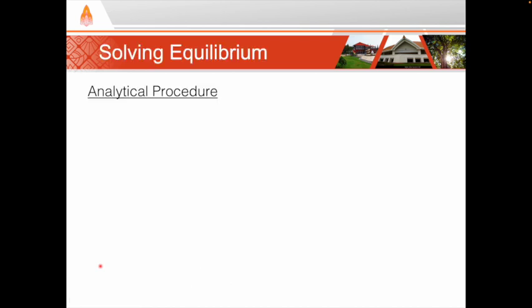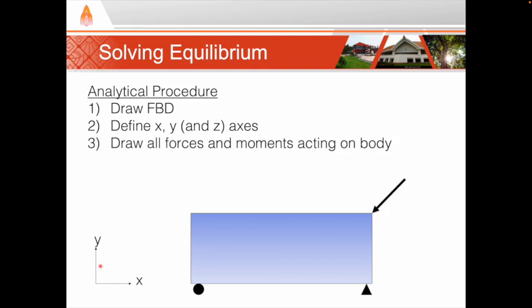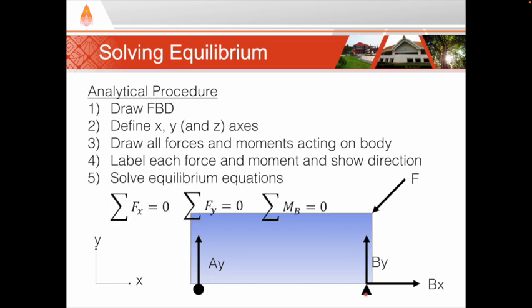When solving systems of equilibrium for rigid bodies, we first draw the free body diagram. When we do that, we have to decide what are the x, y, and z axes. We also show all the forces and the couple moments acting on the body. And we label each force or moment and show their direction, including the reactions at the connections. Once our free body diagram is complete, we can set up equations for equilibrium and solve for the unknowns.